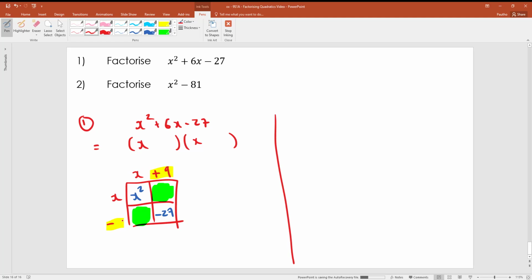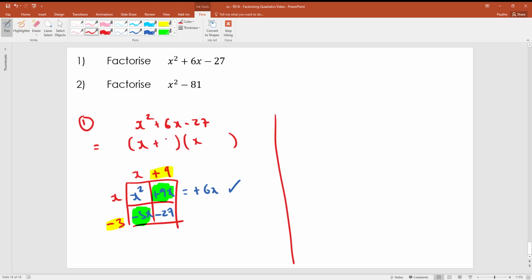And I did try 2 ways, but I think this way works. Because this would give you positive 9x, and this would give you minus 3x. And certainly negative 3 plus 9 is positive 6. So I'm good to go.